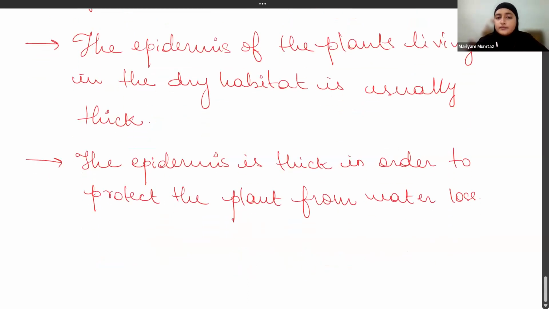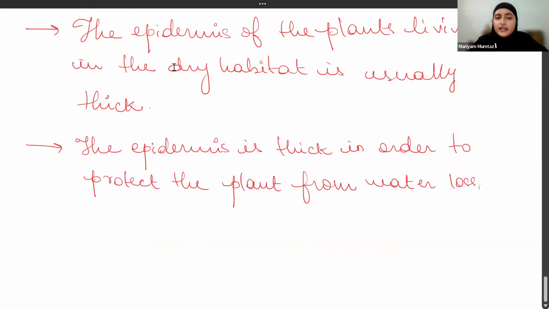Okay, are you getting it? Ma'am, I want to know the exact meaning of epidermis. It is the outermost layer. For example, if this is the cell, then the outermost layer, this one, is the epidermis. Okay, got it.